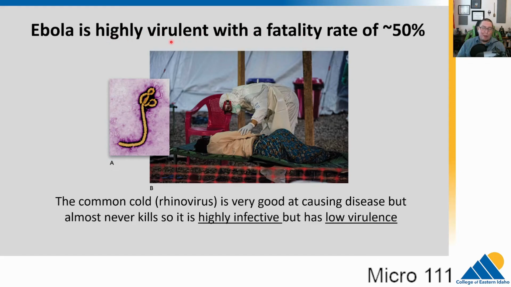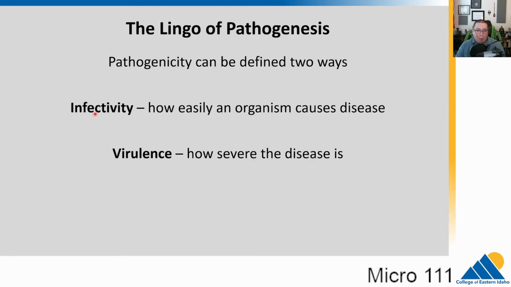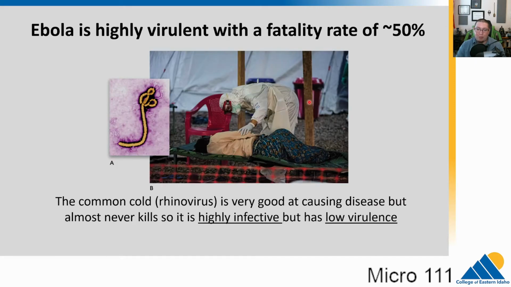Now let's take the other side of things. The common cold, our rhinoviruses, our stuffy nose cold. Well, it's really good at causing disease, but it almost never kills anyone. So we would call this highly infective. Remember, infectivity is how easily an organism can cause disease. So it's highly infective, but it has a very low virulence because it rarely kills people.